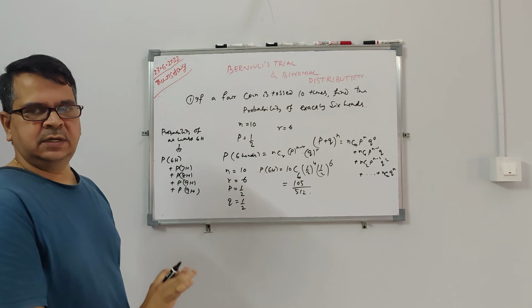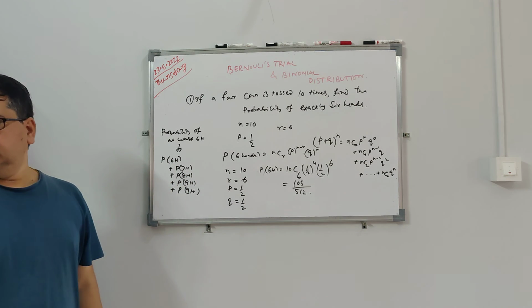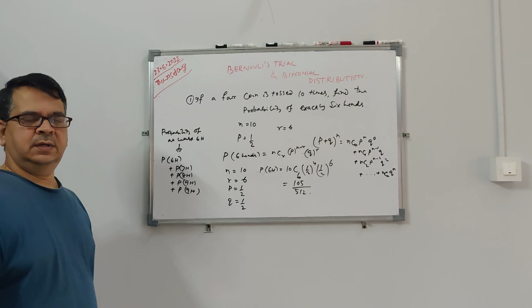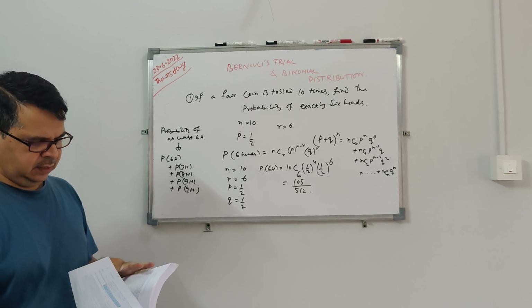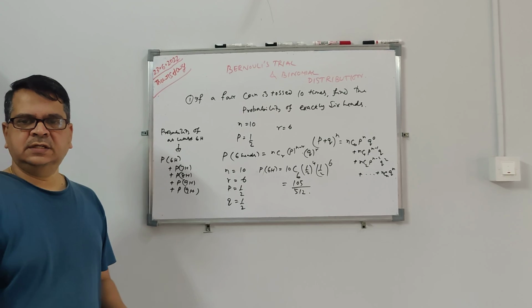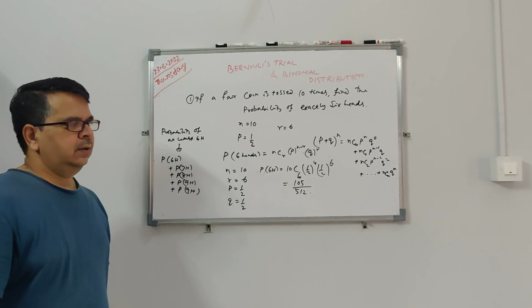Okay, so now you understand the concept. Using this, there can be many numericals. Okay, so now you understand Bayes theorem and Bernoulli's trials and binomial distribution. Okay, thanks.